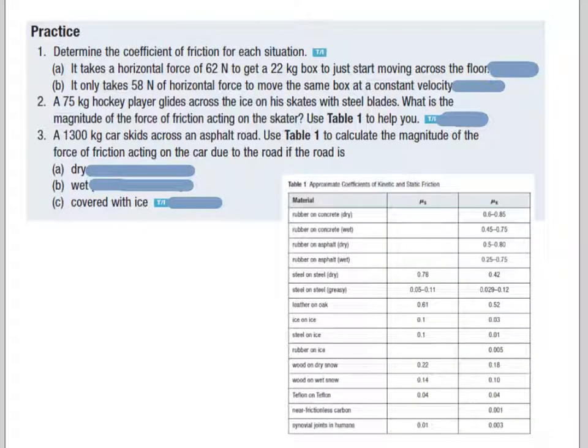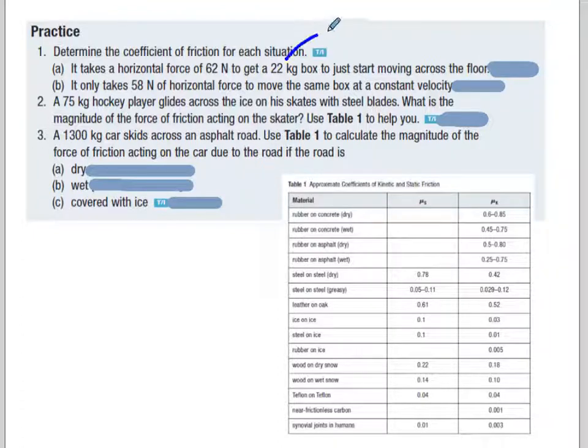Okay, here's a couple problems to try. So if you want to pause this right now and then try a couple of these. Okay, so let's take a quick look. Determine the coefficient of friction of each situation. It takes a horizontal force of 62 newtons to get a 22 kilogram box to just start moving.